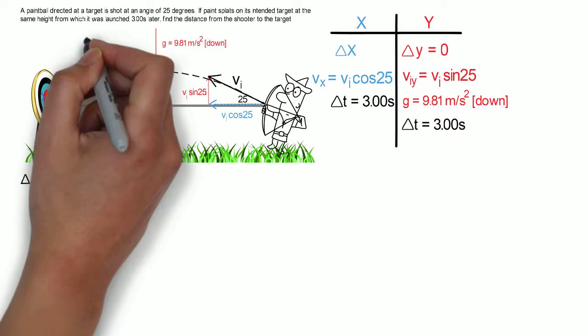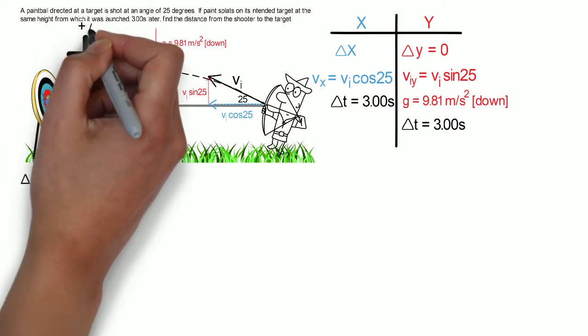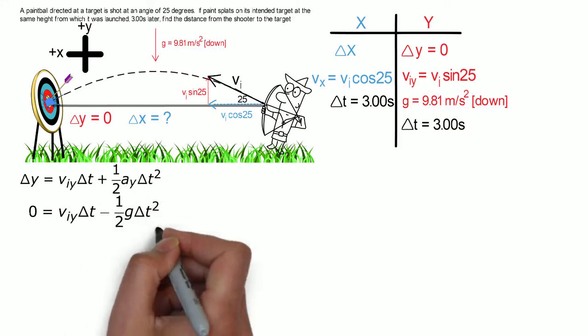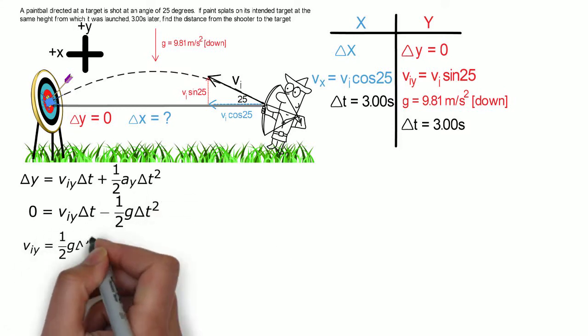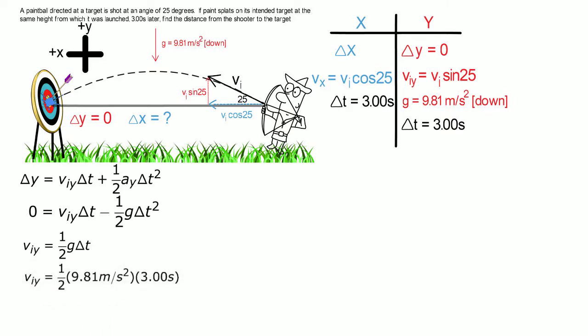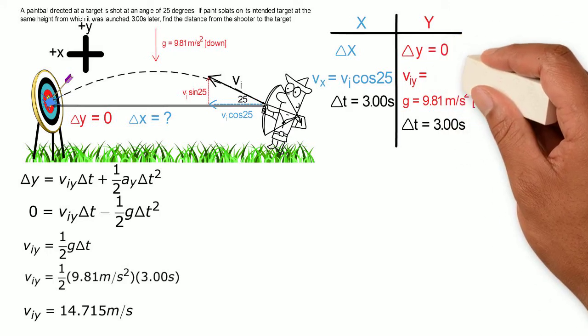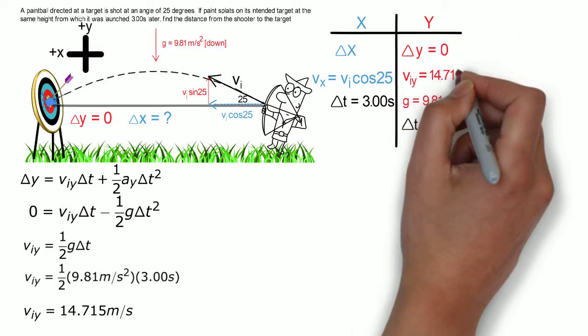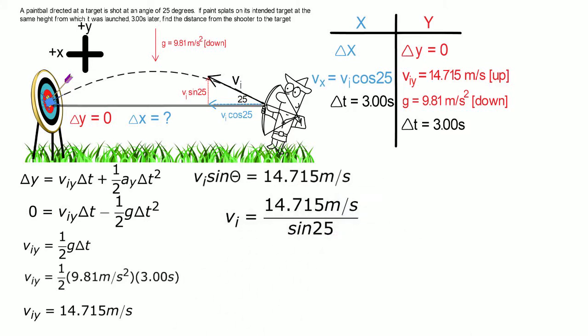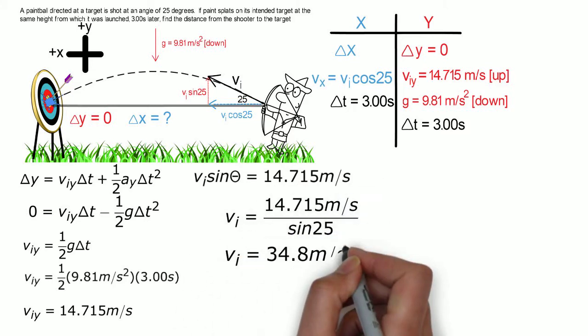So knowing that, we can use our equation for uniform acceleration to solve for what our initial velocity in y actually is. And when we do that, we'll get our initial velocity in y to be 14.715 meters per second. I'm leaving a couple extra significant digits since this is still an intermediate step. But we also know that our initial velocity in y is our initial velocity times the sine of 25. So now we can use this equation to figure out our initial velocity is 34.8 meters per second.